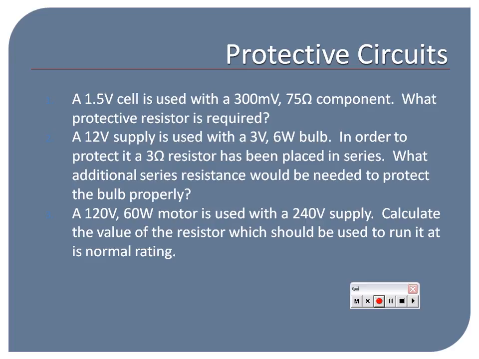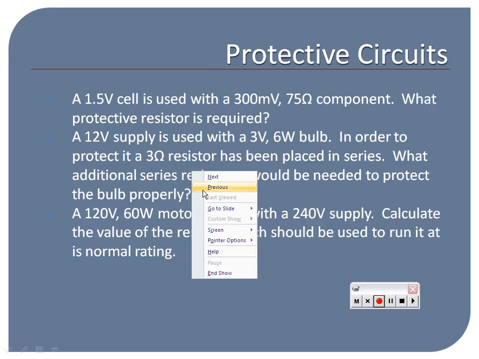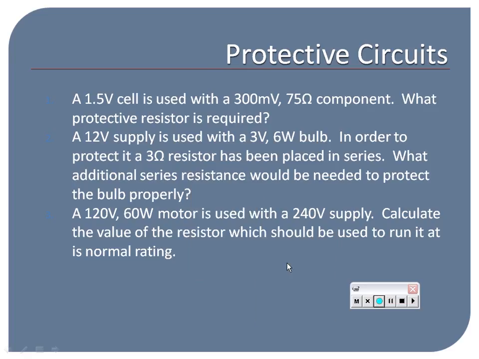Now, there are 2 other questions on here that are not that easy. The second one talks about a 12 volt supply used with a 3 volt 60 watt bulb. Now, you're not going to be able to use V equals IR to get the resistance that requires. So what you are going to have to use is P equals IV, remember. You have V equals IR and you have P equals IV. So using those 2 formulas, you should be able to do question 2 and question 3 on the board here.